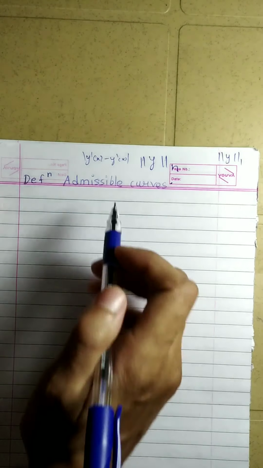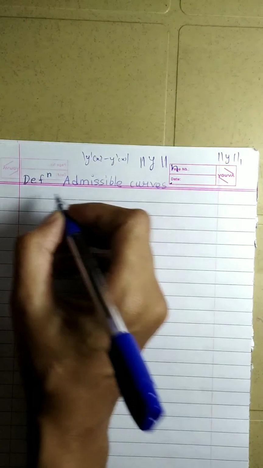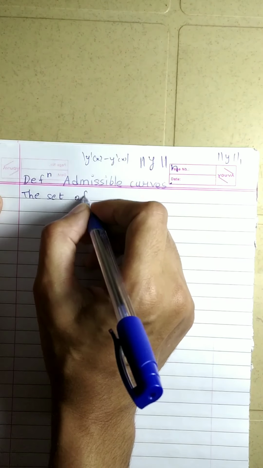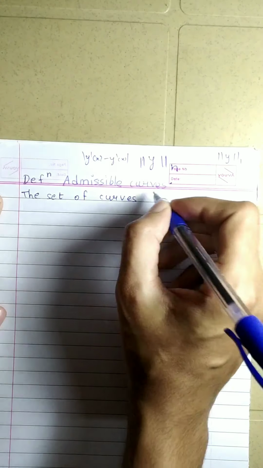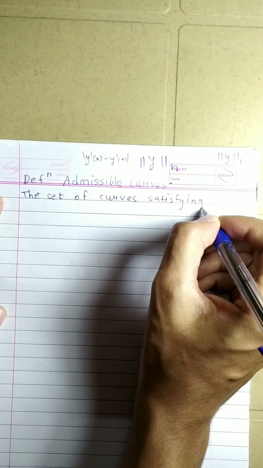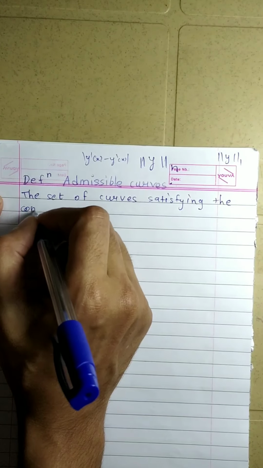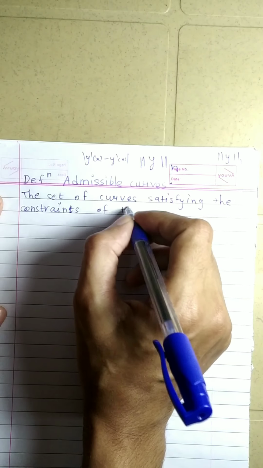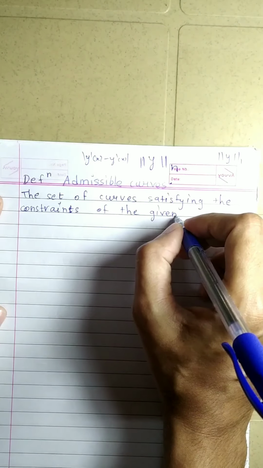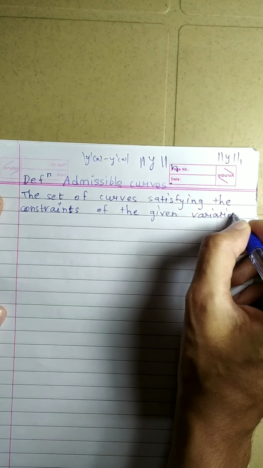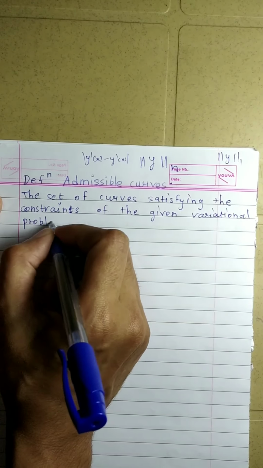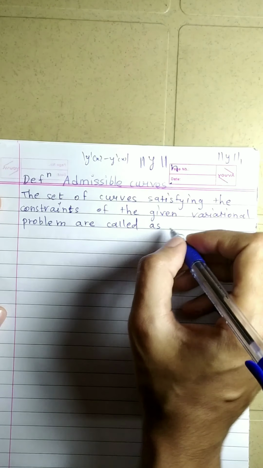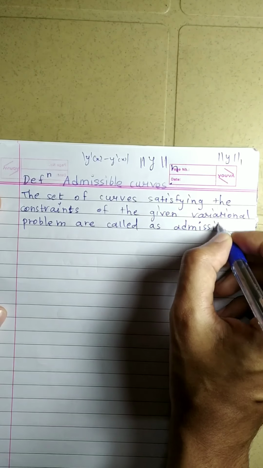Okay, now what is this admissible curve? It's a class of curves, the set of curves satisfying the constraints of the given functional. We will be dealing with variational problems, and the set of curves satisfying the constraints of the given variational problem are called admissible curves.